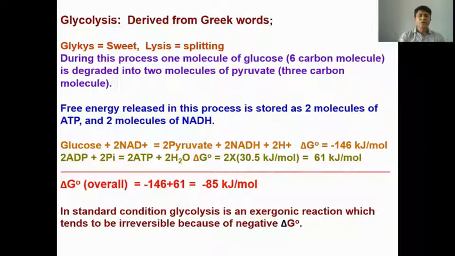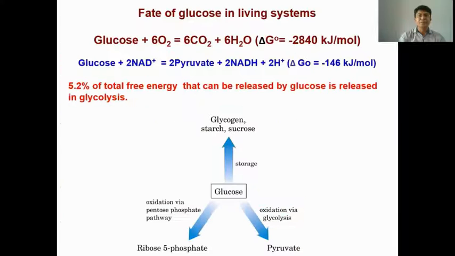Here the overall reaction of glycolysis is shown, where glucose is split into two molecules of pyruvate and two molecules of NADH are released. This can result in further production of ATP upon oxidation of NADH via oxidative phosphorylation. If we look at the overall free energy change of glycolysis up to pyruvate, it is about minus 85 kilojoules per mole of glucose. In standard conditions, glycolysis is an exergonic reaction which tends to be irreversible because of the negative free energy change.